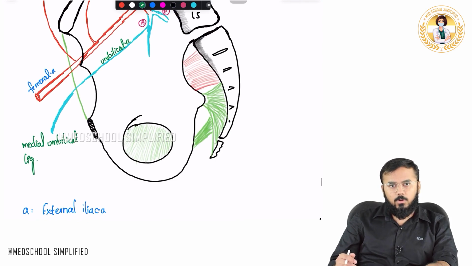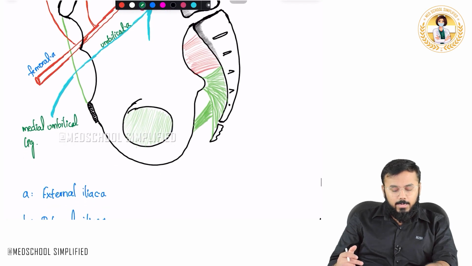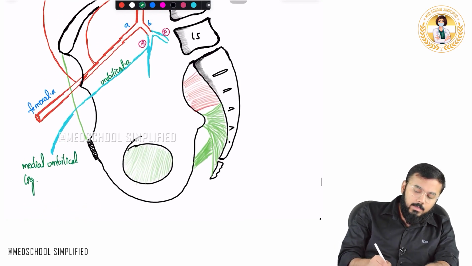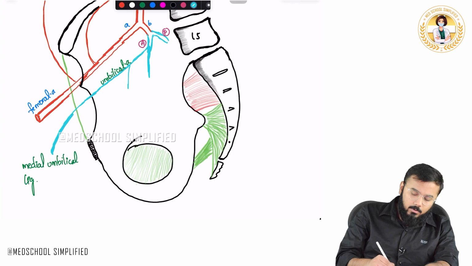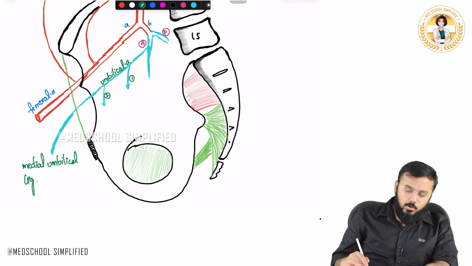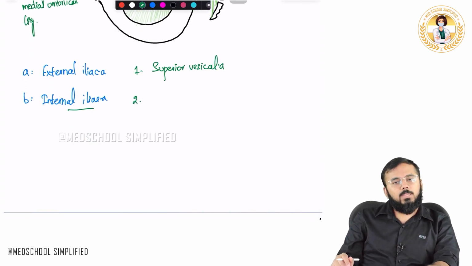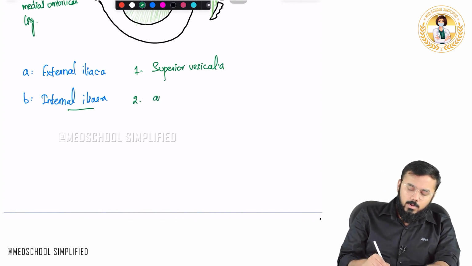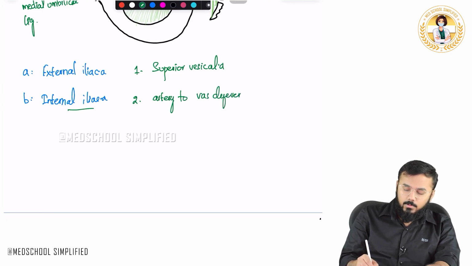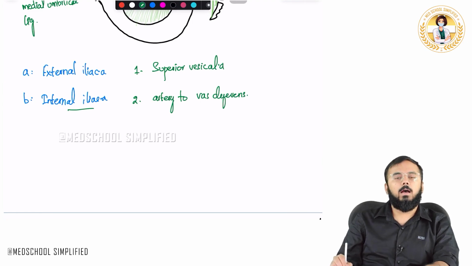So what are the important things we have got? We have the umbilical artery, which is obliterated and continues as a ligament called the medial umbilical ligament. Now from this umbilical artery, you see two other branches coming down. Let us name these branches 1 and 2. The first branch is called the superior vesical artery, and another one is the artery to the vas deferens.